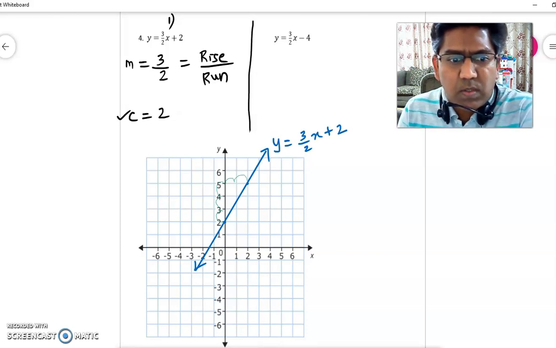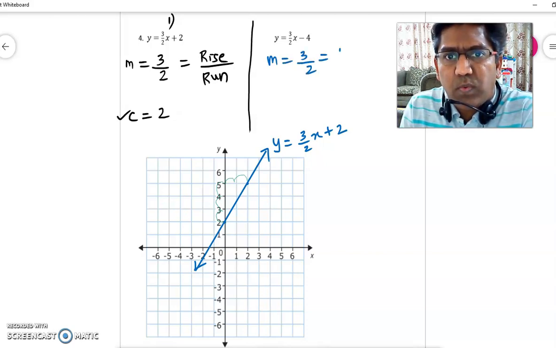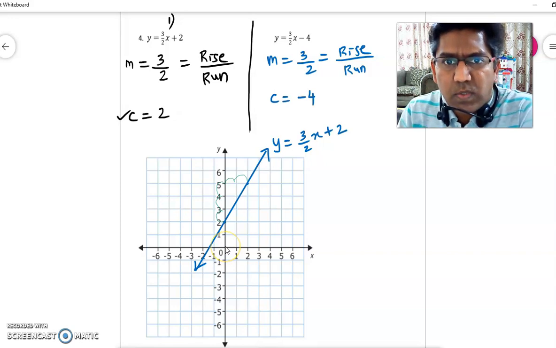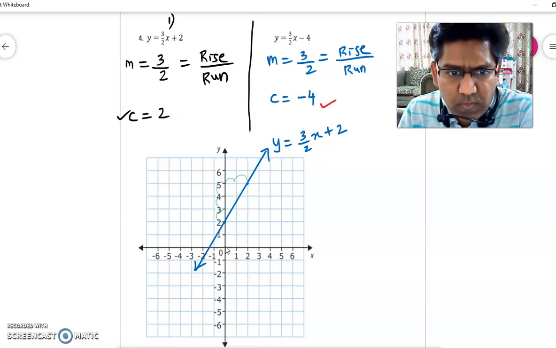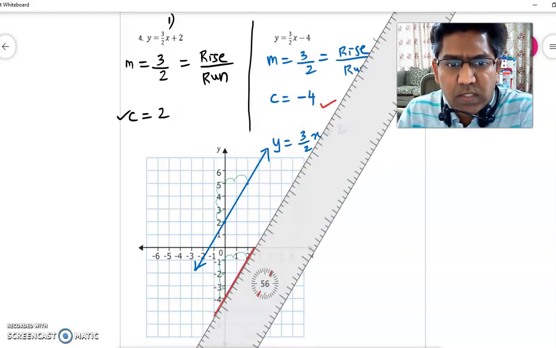Now let's draw the second graph. Now again it is in slope-intercept form. So slope is 3 upon 2, which is a rise over run, and y-intercept is minus 4. So we'll start with the y-intercept, which is minus 4. So you look at your y-intercept here, minus 4, and from this point we'll do the rise over run, which is 3 over 2. So it rises by 3. So 1, 2, 3 and run 2 steps. So 2 to the right. So I get the second point. Join the 2 points, we get the graph for the second line.